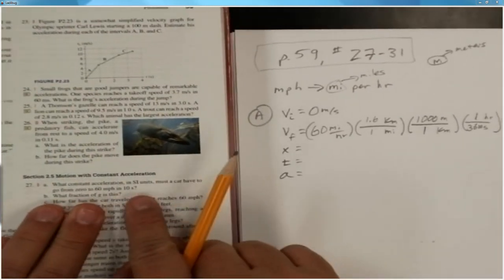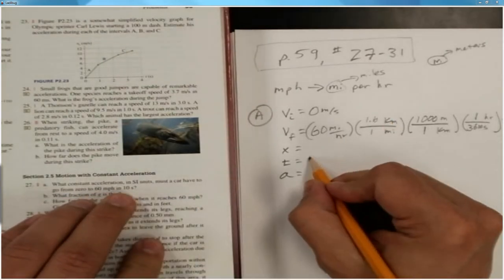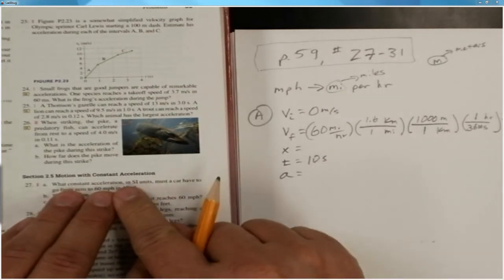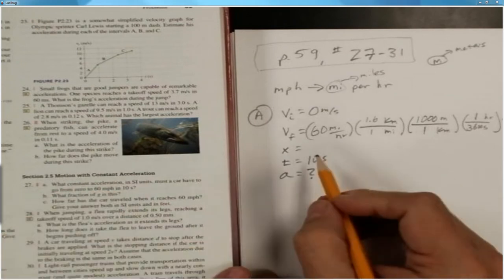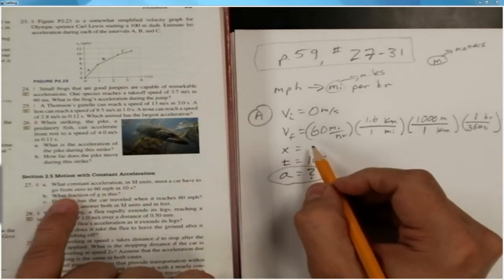Let's go back to the problem. We know the time. The time is 10 seconds. It says what constant acceleration. So I don't know the acceleration. I'm going to put a question mark beside it. I'm going to circle it because that's what the question is asking for. I do not know the distance.